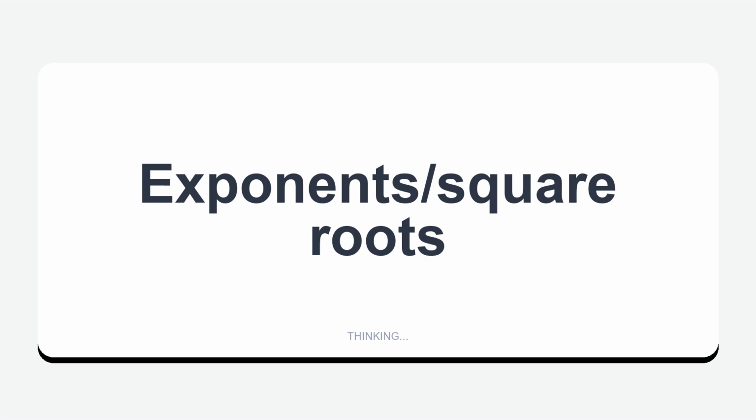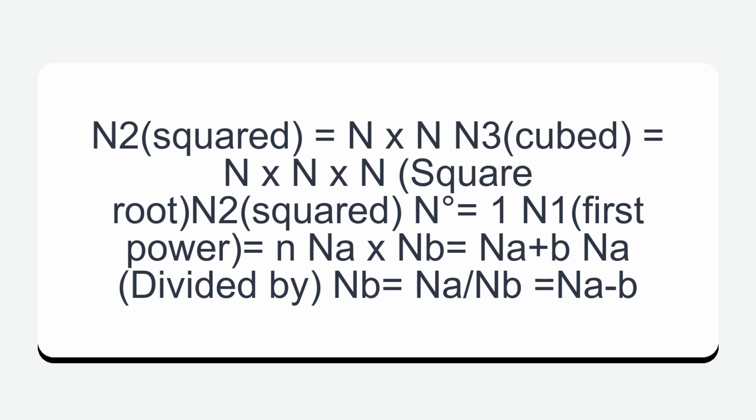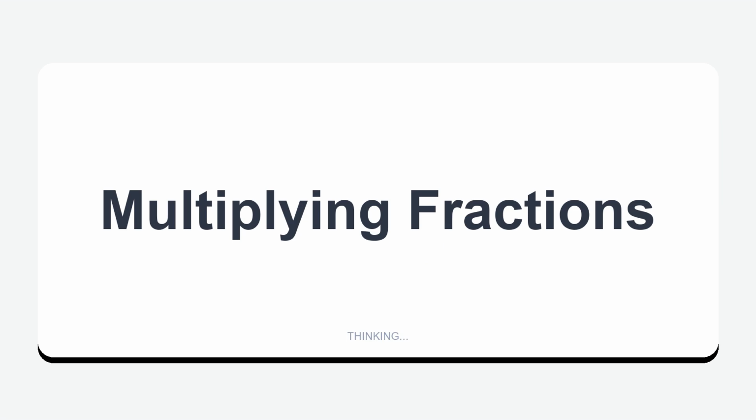Exponents and square roots: n squared equals n × n, and n cubed equals n × n × n. Square root undoes n squared. n to the first power equals n. n^a × n^b equals n^(a+b). n^a divided by n^b equals n^(a−b). (n^a)^b equals n^(ab).